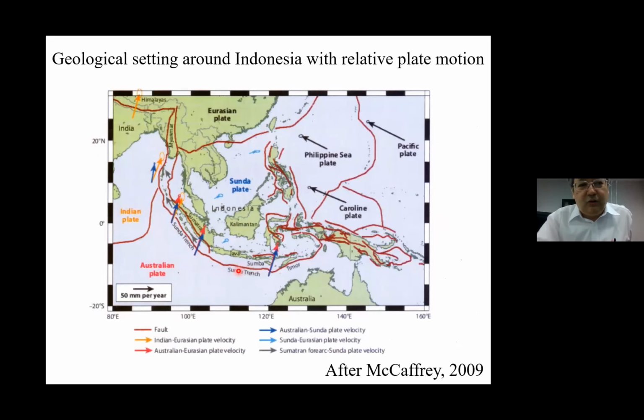Okay. And this is your tectonic pattern using GPS motion of your plates. Anyway, in the trench, the Australian plate is subducting under the Sunda plate. So this is the main tectonic line. And also in the eastern islands, this tectonic line is very complicated, and related to this complexity, your earthquake pattern is very complex.